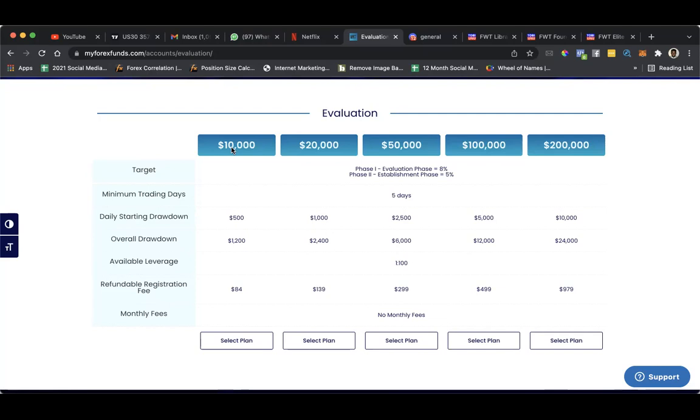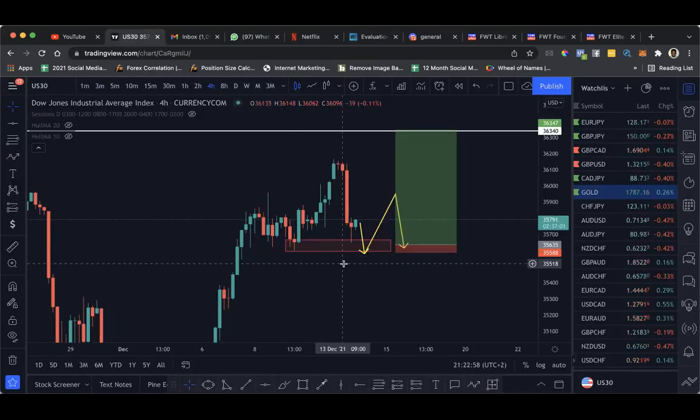All right, I've made more money than I've lost. I'm more consistent now trading this way than trading the retail way. Okay, so guys, let us go on this journey together.